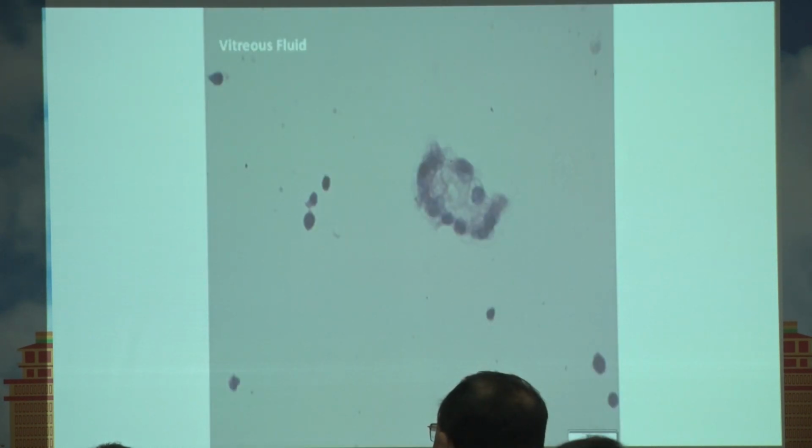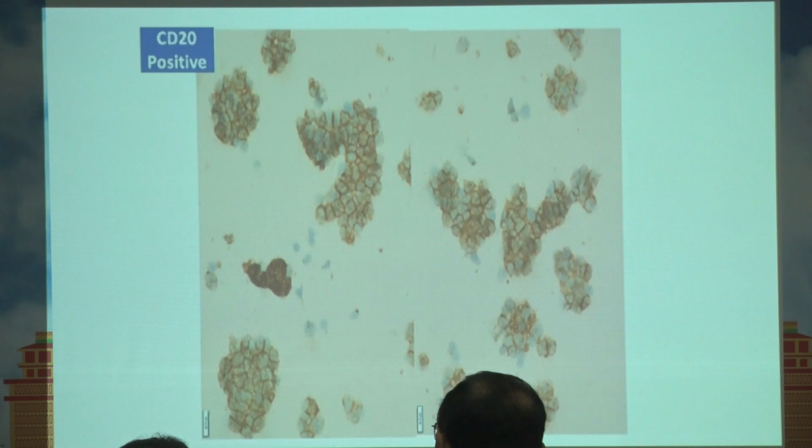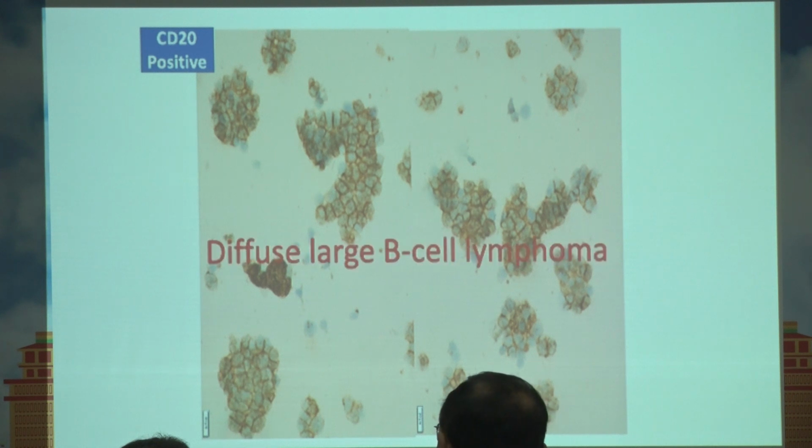So typically, both the undiluted and the diluted vitreous show those amount of cells, which are scanty, right? And the subretinal aspirate, the one that I've taken, actually shows that. So not only is the yield more, but the morphology of the cells is very well maintained. Hence, no ambiguity in diagnosis. And you can go ahead and stain them with appropriate stains. And this patient actually turned out to be CD20 positive and had a diffuse large B-cell lymphoma.